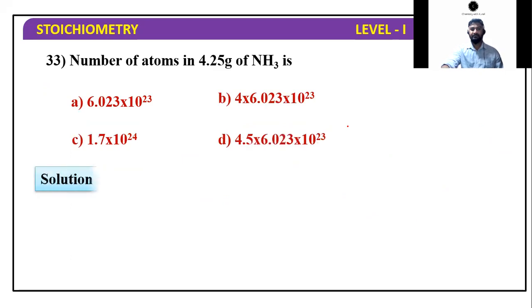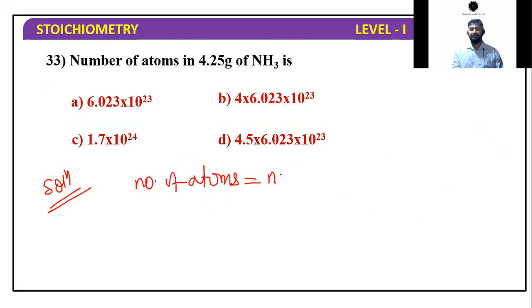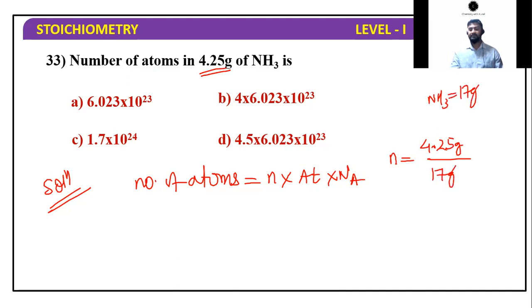So let this be the last question we'll do. So see, please pause the video and do it on your own. Okay, so let's discuss it. See, how would you know the formula? The number of atoms is nothing but, how to find number of atoms? N into atomicity into Na. Now, 4.25 grams. So what's the number of moles? Given mass by molar mass. Ammonia molar mass is 17 grams. So 4.25 by 17, what's the value? The value will be 1/4.